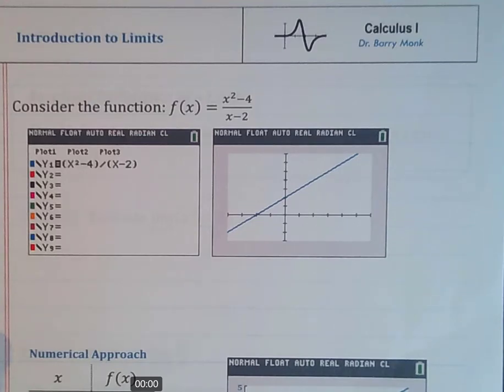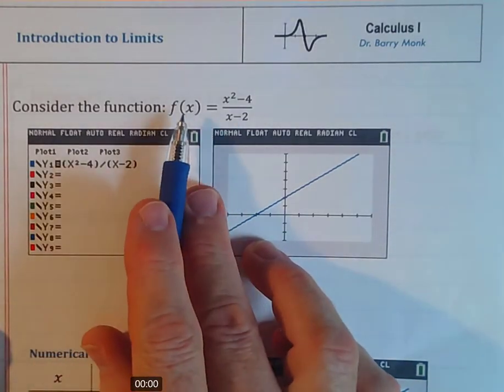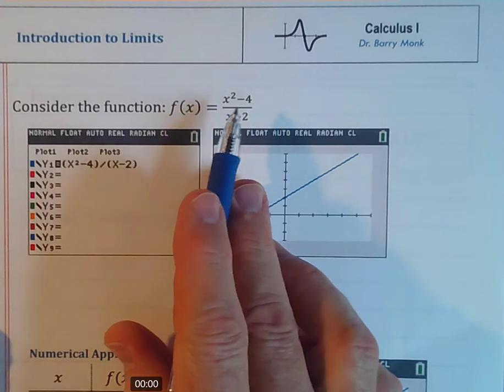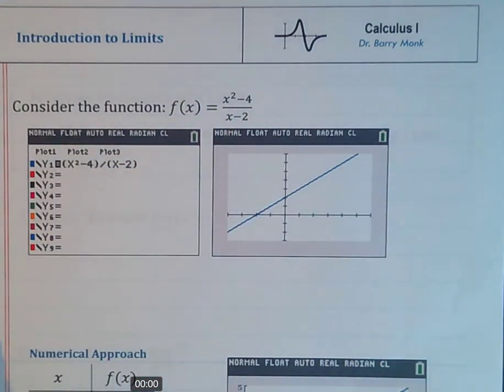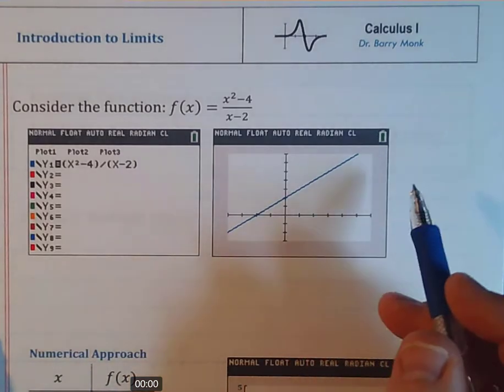Okay, in this lesson we're going to talk about an introduction to limits. And so we're going to start off with considering just a function here. Our function is f of x equals x squared minus 4 over x minus 2. Now let's just think about this for a second. If we wanted to take a look at this graph, we could plug that right into the TI-84 calculator and see what that graph looks like here.